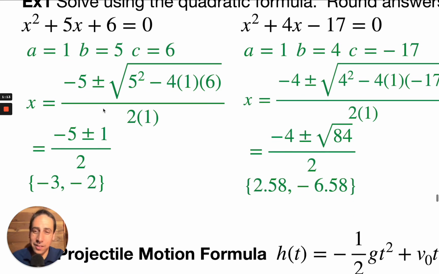Simplifying it can be kind of tricky sometimes, so just be careful. Show your work. 5 squared is 25 minus 4 times 6 is 24. 25 minus 24 is 1. And that's negative 5 plus or minus 1. When you add, you get negative 2. And when you subtract, you get negative 3. That's it.